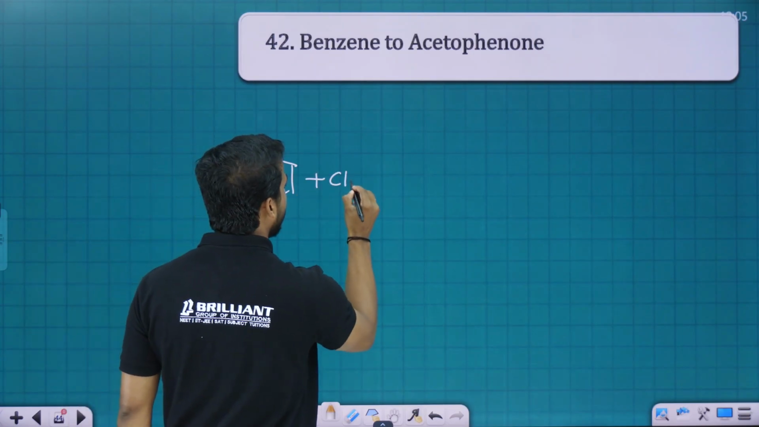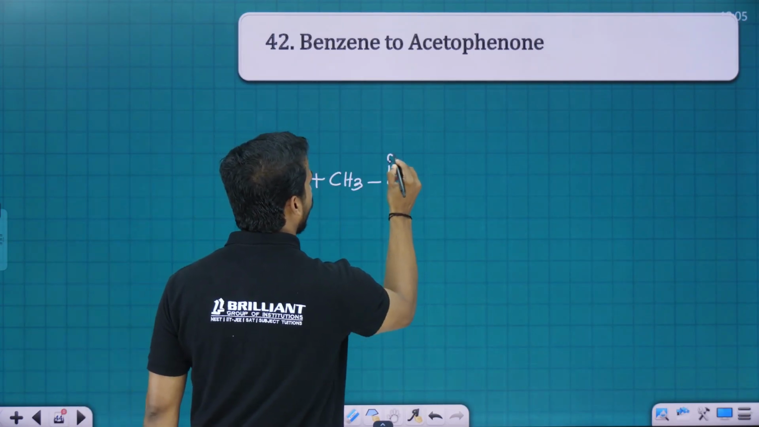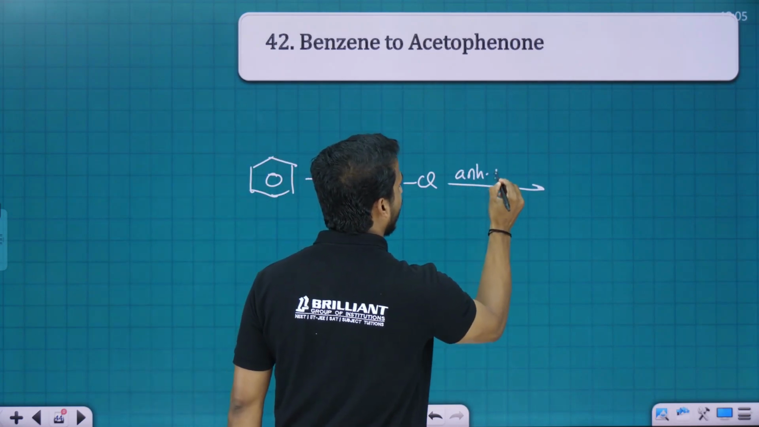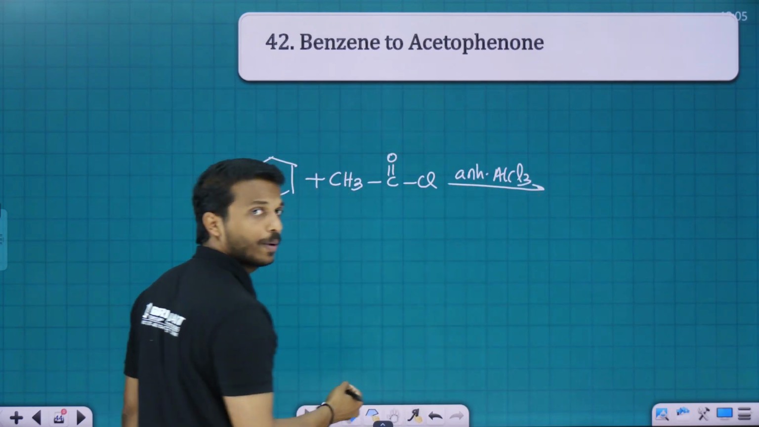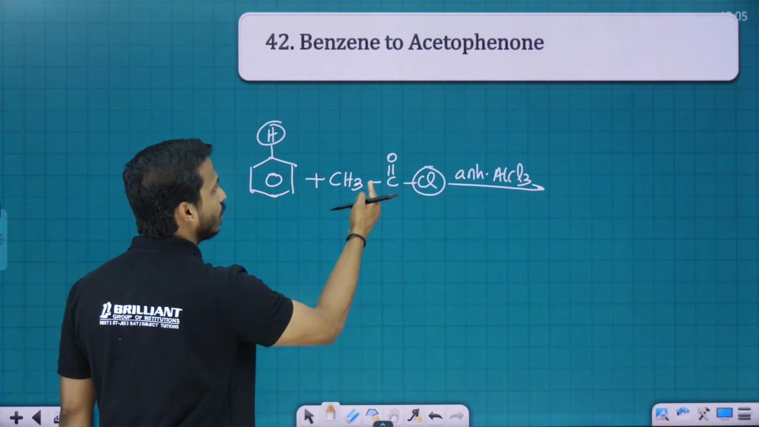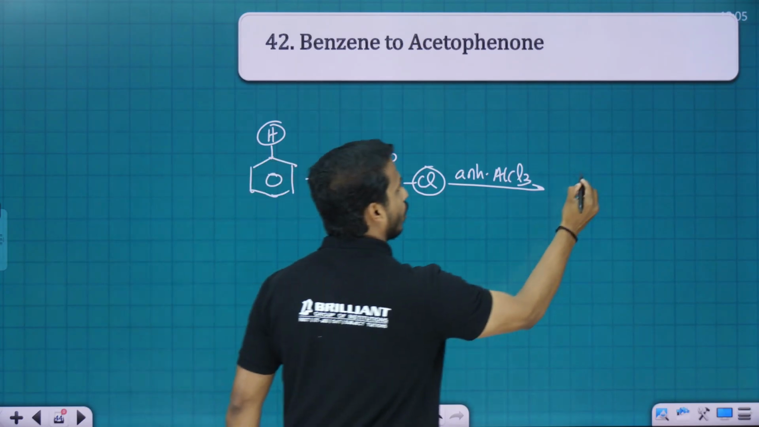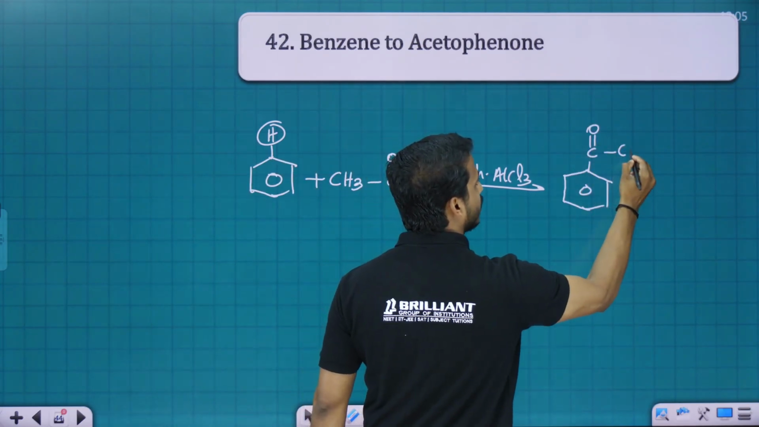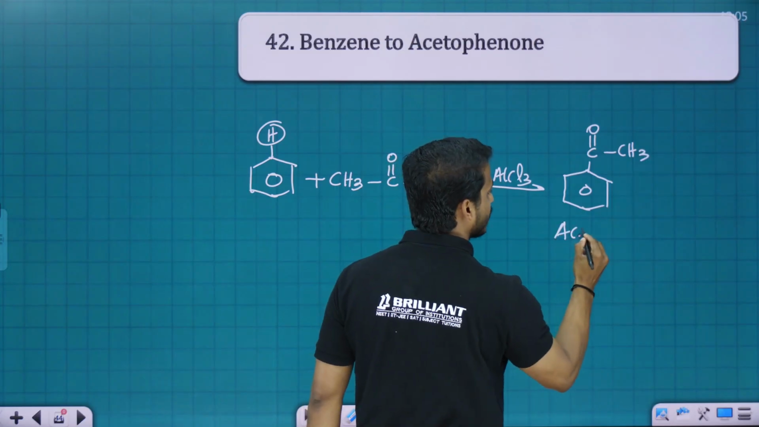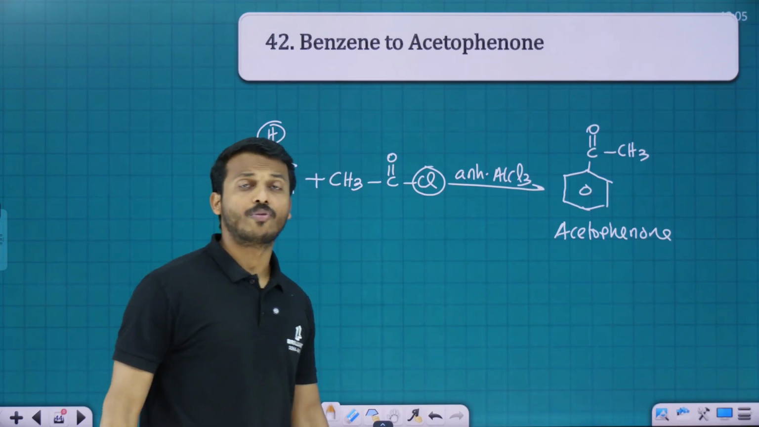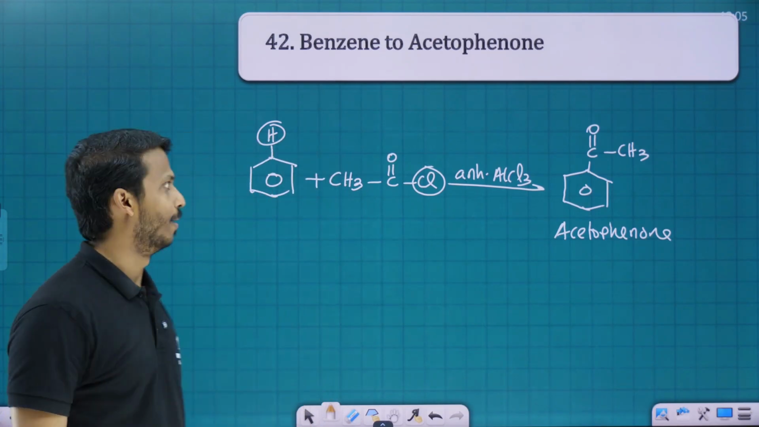We are doing CH3COCl, ethanoyl chloride, with anhydrous AlCl3. What is happening? In the same way, one hydrogen and the Cl go out, and COCH3 is put on the benzene ring. Benzene with COCH3 is known as acetophenone. And the reaction is called Friedel-Crafts acylation.